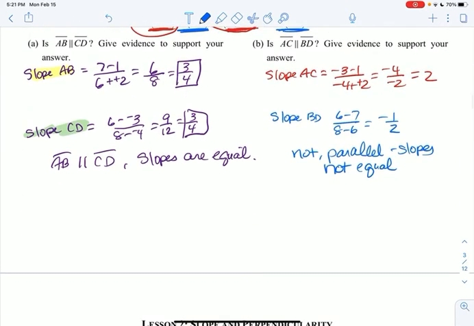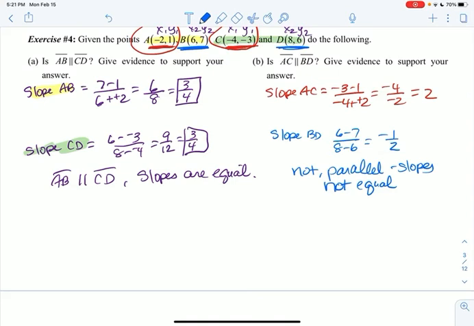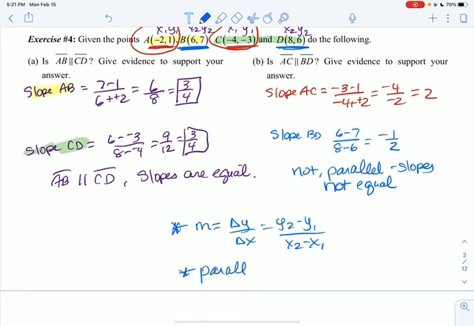Okay, and that's it for slope. So basically, two things you should remember. You should remember slope is the change in y over the change in x. That means you subtract the y's, that goes on top. You subtract the x's, that goes on the bottom. And you should remember that parallel lines have the same slope. And we will practice both of those concepts tomorrow. Parallel lines have the same slope. Perfect.